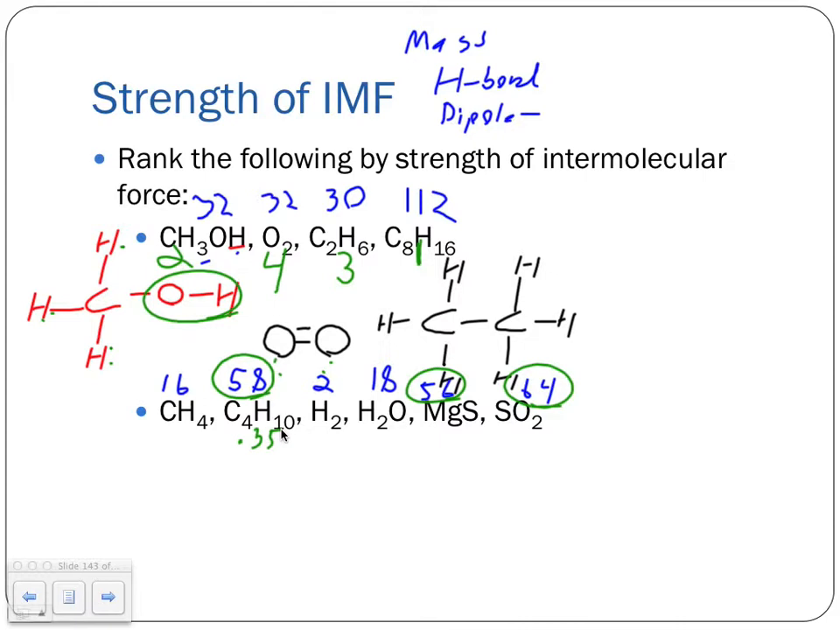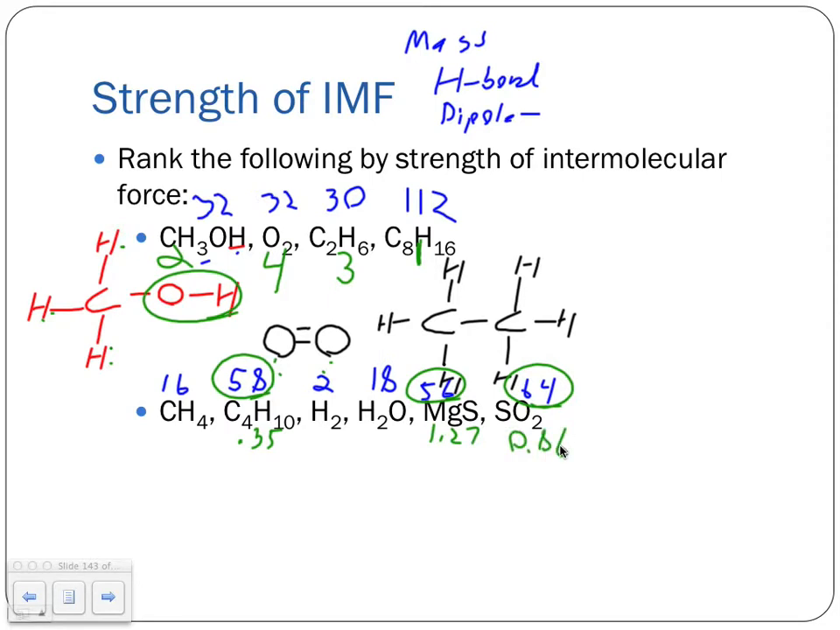MgS, magnesium is 1.31 for electronegativity. Sulfur is 2.58. So you say 2.58 minus 1.31. And so 1.27 is our electronegativity difference for that one. That's a lot higher. And so that's going to be a lot more polar than C4H10. And our last one is SO2. And so for that one, the sulfur is 2.58 and the oxygen is 3.44. And so that has to be a sulfur-oxygen bond. So then 3.44 for oxygen's electronegativity minus 2.58 for sulfur's gives us 0.86.